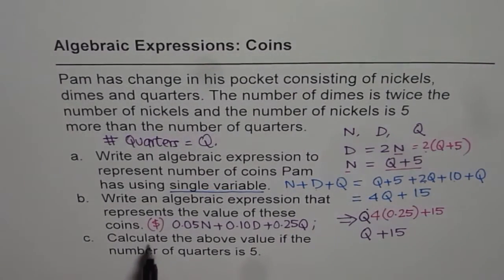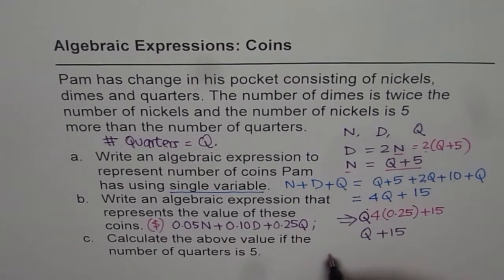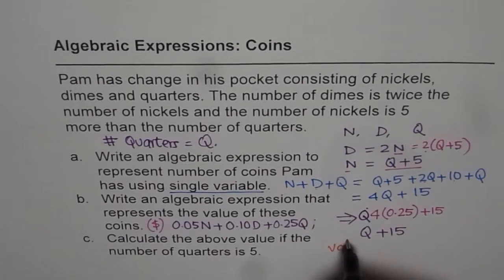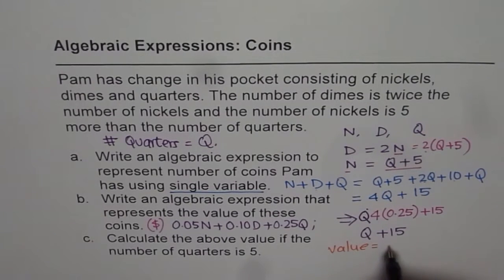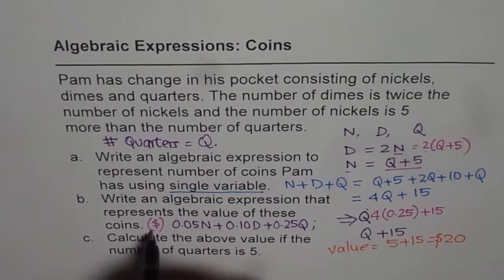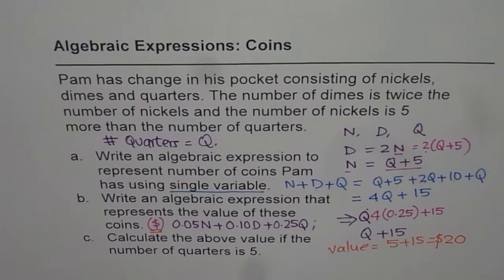Now part C is calculate the above value if the number of quarters is 5. So if the number of quarters is 5, then the total value should be 5 plus 15. We just substitute 5 for quarters, 5 plus 15, and we get 20. So that is the value which we get in dollars. The units will be dollars, since we have units of dollars here. So the total value with 5 quarters in this case should be $20.